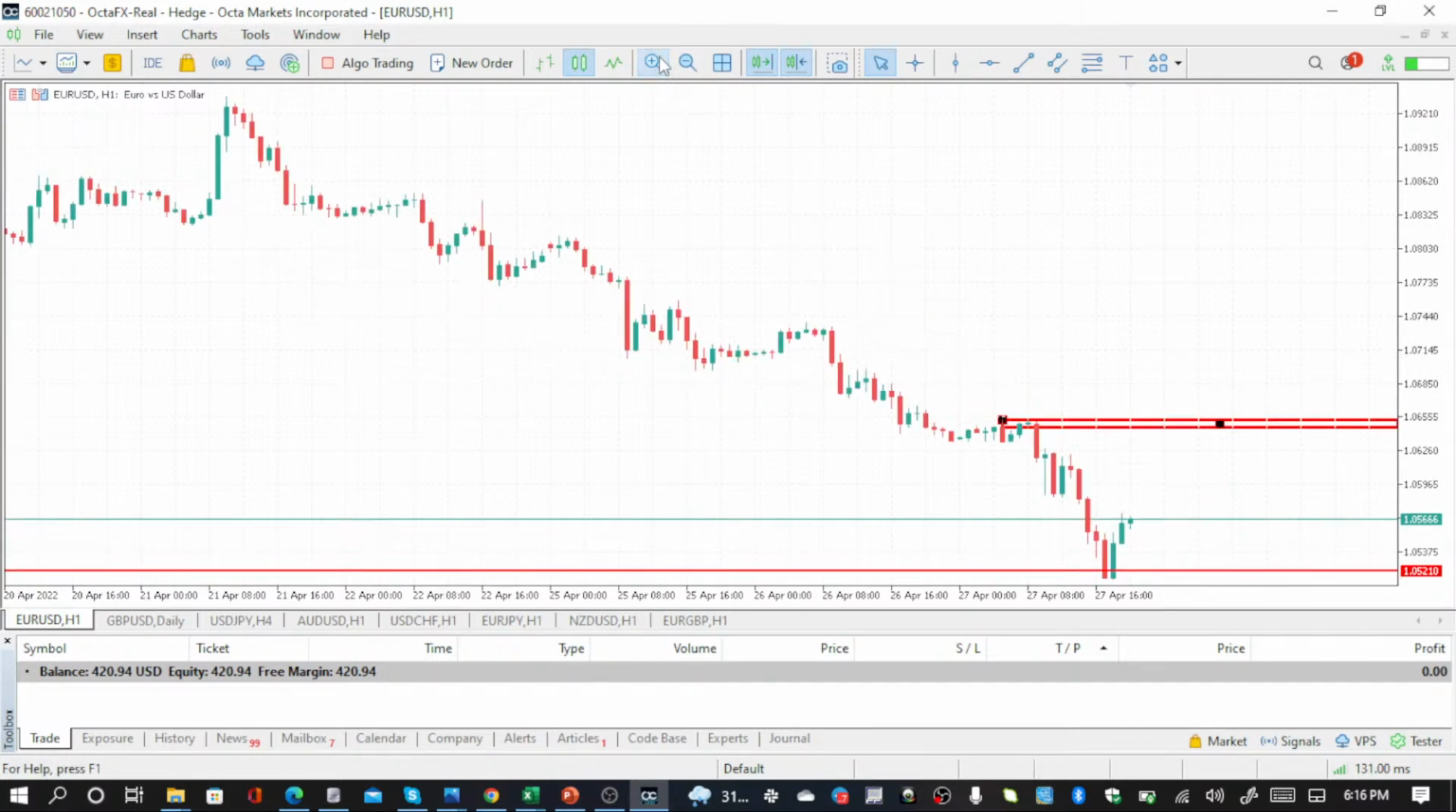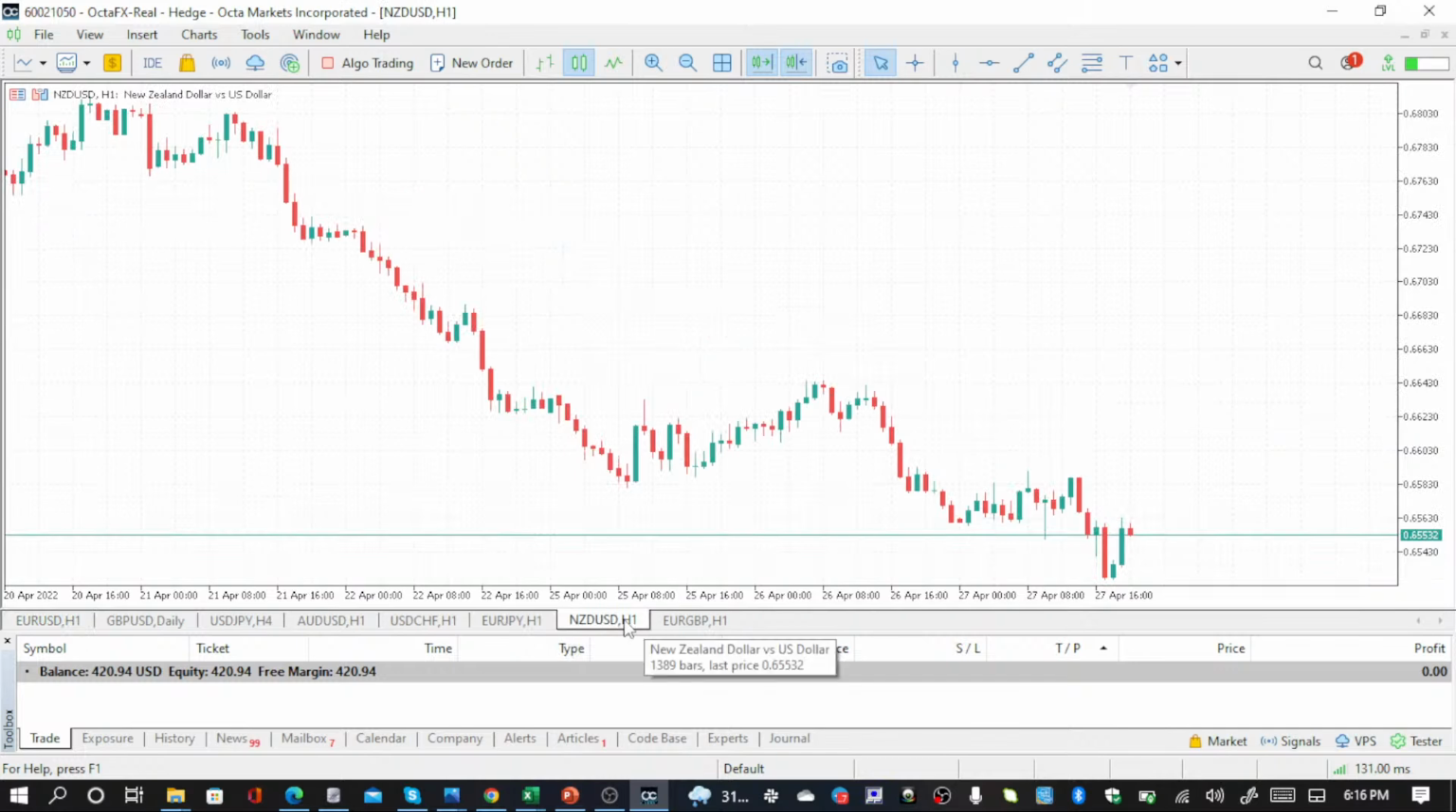So what we are waiting for here is for this price to break out of this level, then we take a bullish position here. All right, let's check out New Zealand.